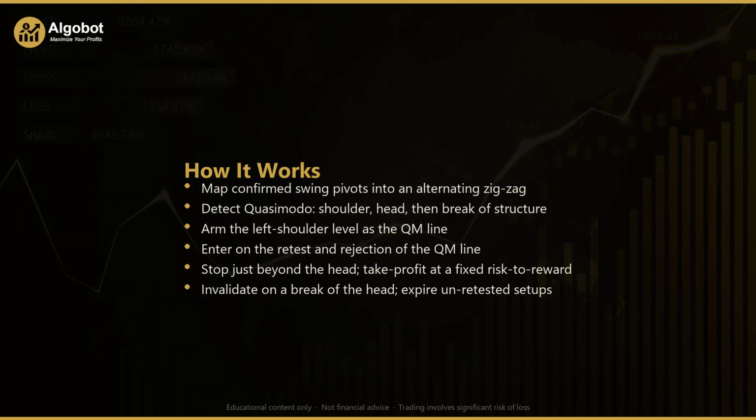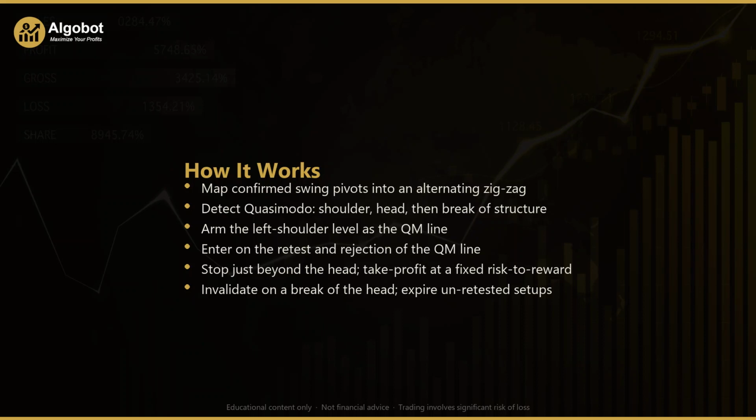Once a pattern is armed, the strategy does not enter immediately. It waits patiently for price to retrace back into the QM line and then reject it. For a bearish setup, price must climb back up into the left shoulder high and then close back below it. The retest tolerance parameter defines how close counts as a tag, allowing for imperfect retests. That rejection candle is the trigger.